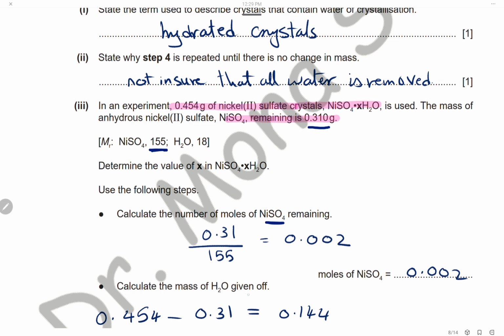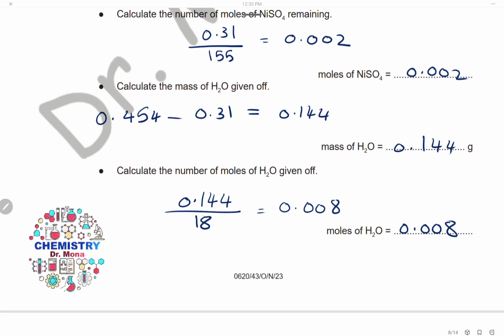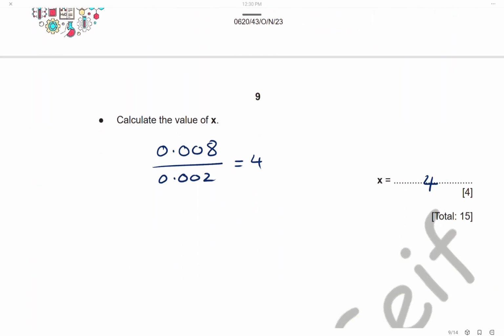Then, to calculate the mass of water given off, we will subtract the mass of the anhydrous nickel sulfate from the mass of the hydrated nickel sulfate. So 0.454 minus 0.31 will be 0.144 grams. This is the mass of water. And to get the number of moles of water, we will divide the mass by the MR, which is 18. So we have 0.008 moles of water. Then to get the value of X, we will divide the number of moles of water by the number of moles of the anhydrous nickel sulfate. So we will have the value of X, which is 4.